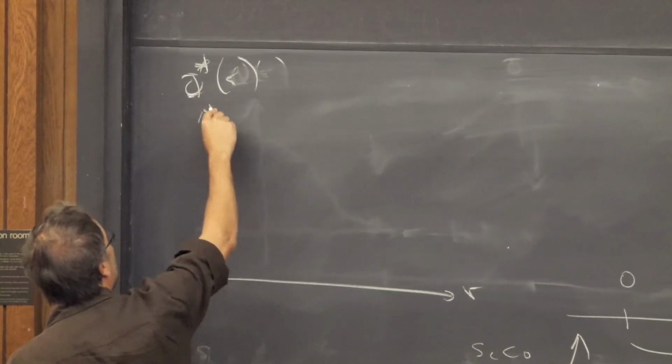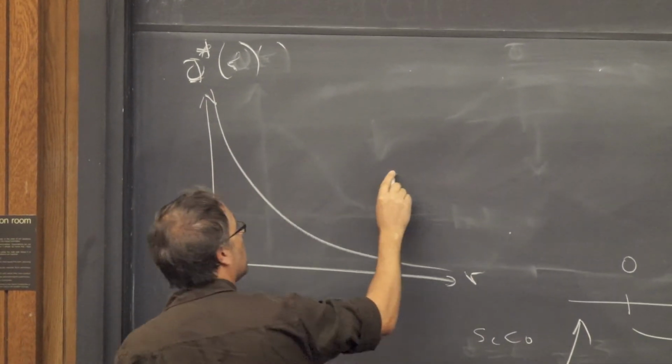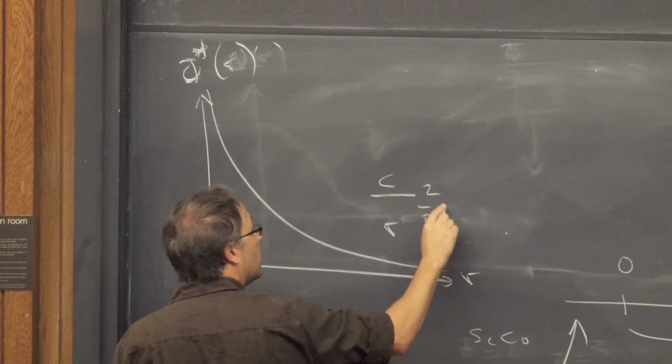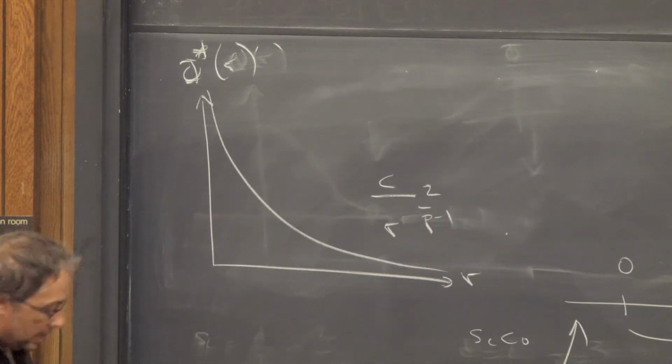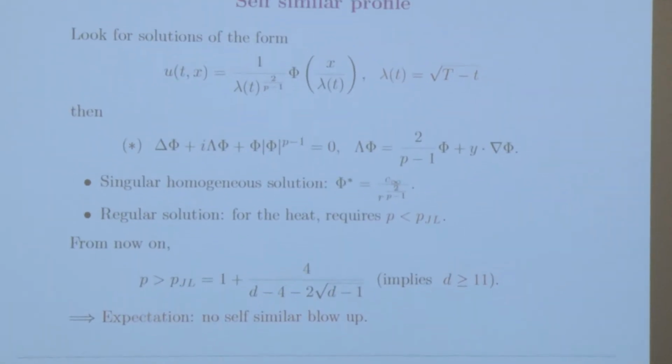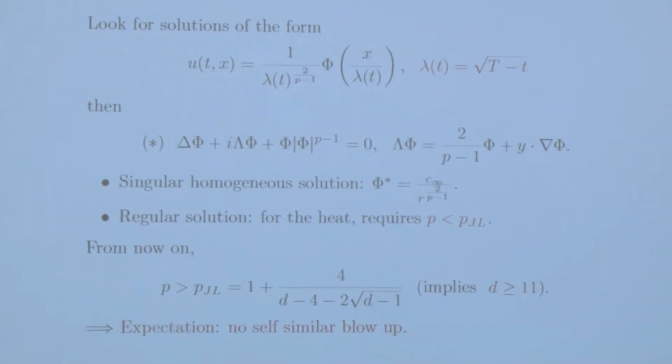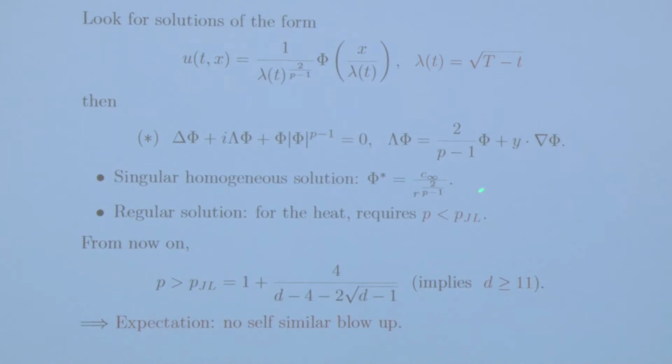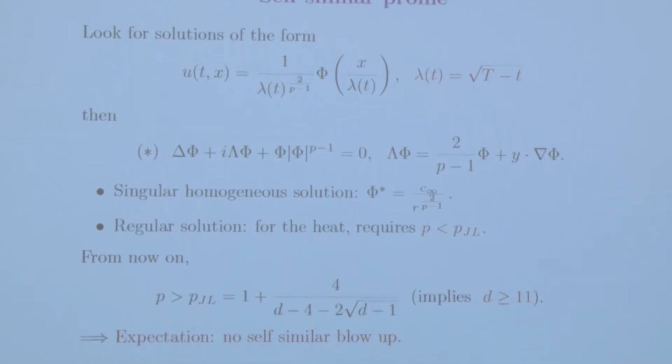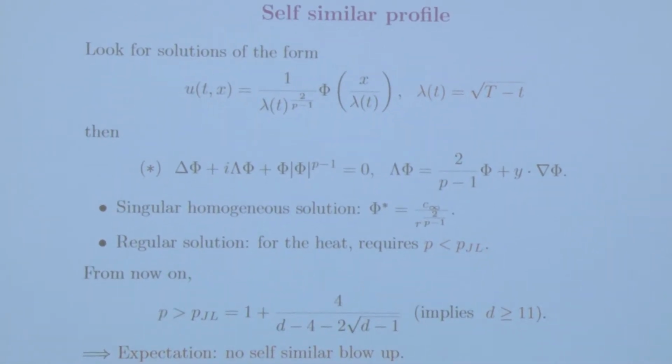It's a homogeneous self-similar solution. So it's the homogeneous self-similar singular solution. It's exactly equal to C over R to the 2 over p minus 1, and C is some number. Okay, this is an exact solution to my problem. Of course, it's a very funny one because it's singular at the origin, which is precisely my blow-up point. So it's very unclear what I should do with this guy. I mean, really, this is a very funny solution.